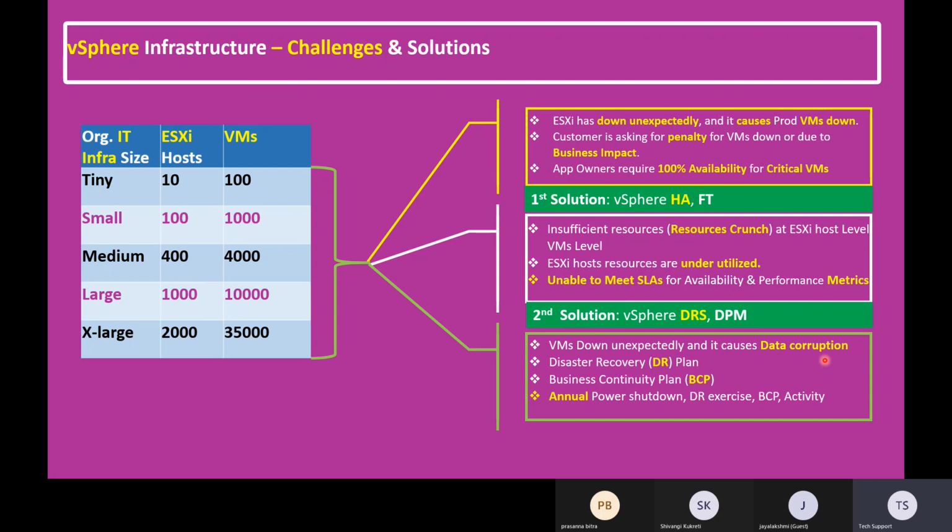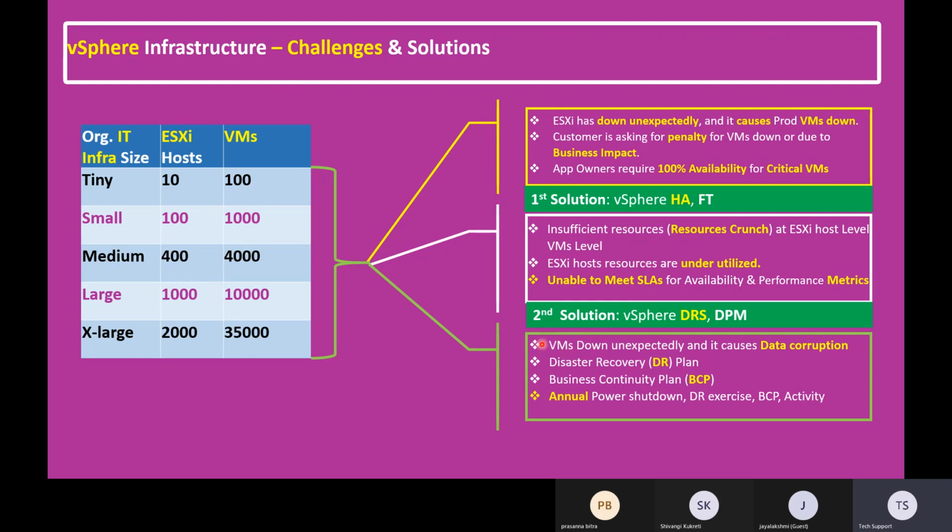Some customers may stick to the VMware data protection tool. Some customers will use third-party backup tools like Veritas NetBackup, Commvault, or Veeam Backup, and they may go for any of the external third-party backup tools. But from the vSphere perspective, we have to learn the backup tool provided at the VMware level. So that tool is the solution for this third challenge.